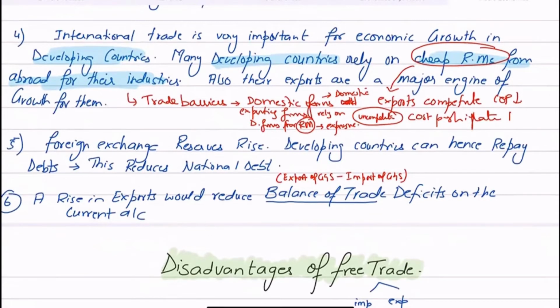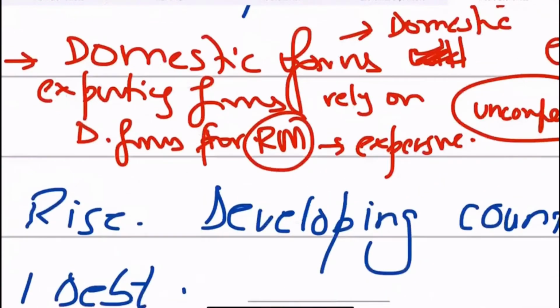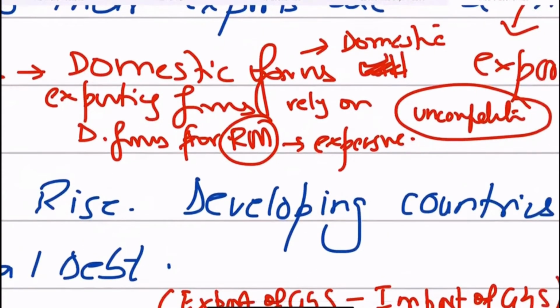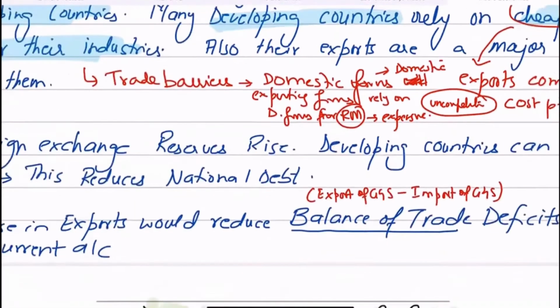So maybe you're doing this to protect the infant industry or to protect domestic industry. Maybe the government does this just so that the sales of these domestic firms may go up. But then the point is that these domestic firms are inefficient and they are selling expensive raw material because they produce it at a much higher cost. And that then affects these exporting firms.